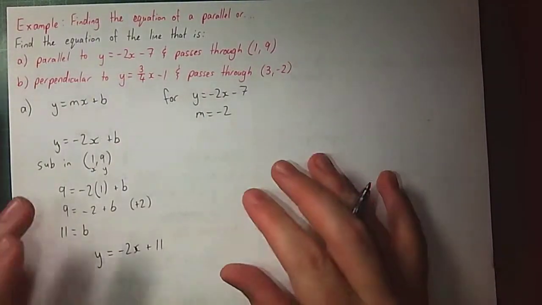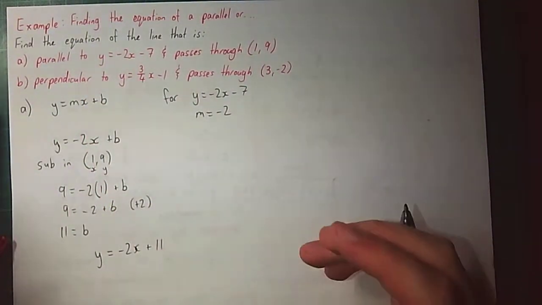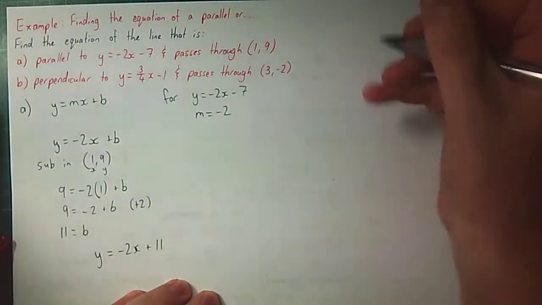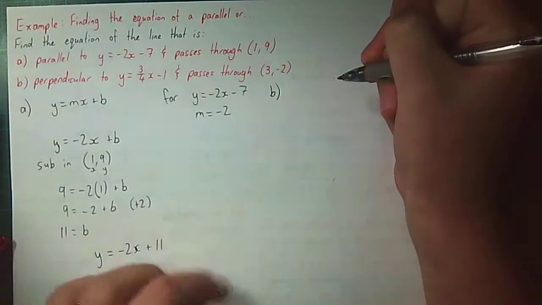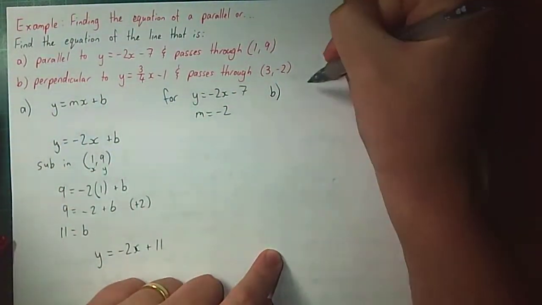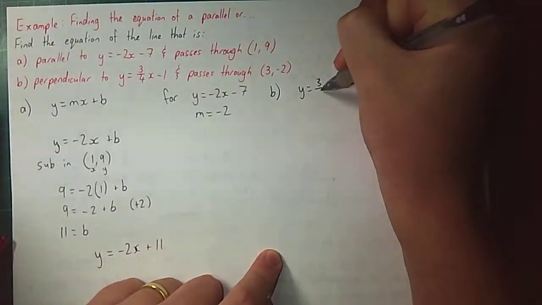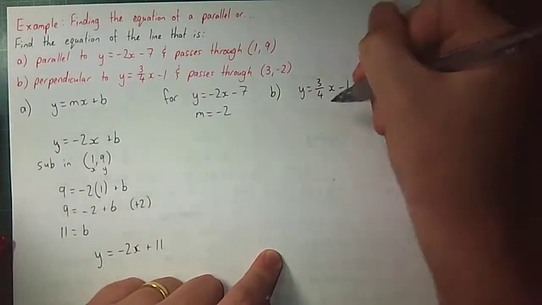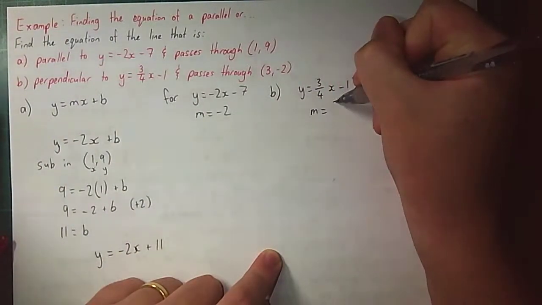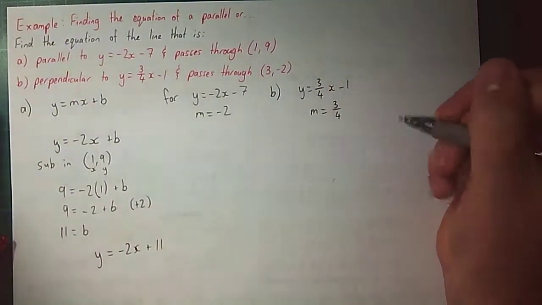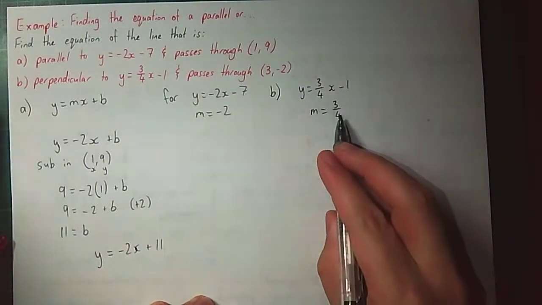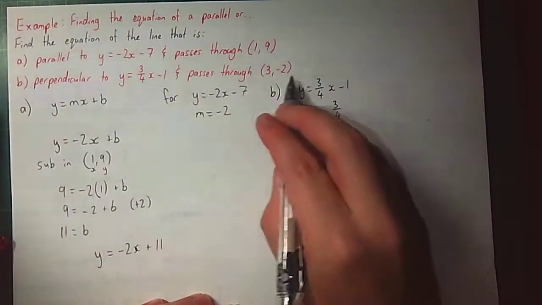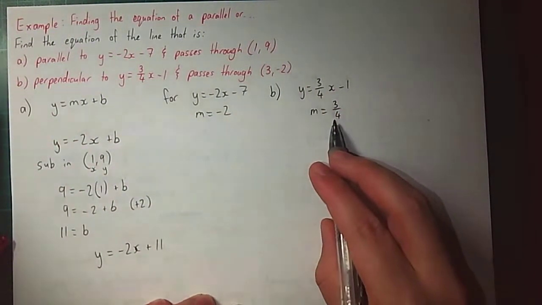We're going to use something similar for B, but because we're finding a line that's perpendicular, we're going to have to go through a couple more steps. Okay, so the first thing we're going to do is rewrite this equation: y equals 3 on 4 x minus 1. Now we only care about the gradient, so we know that the m is 3 on 4. But we need to find a perpendicular gradient, okay? So we can't just go straight into the step of substituting in this point. We need to find a line that's perpendicular.